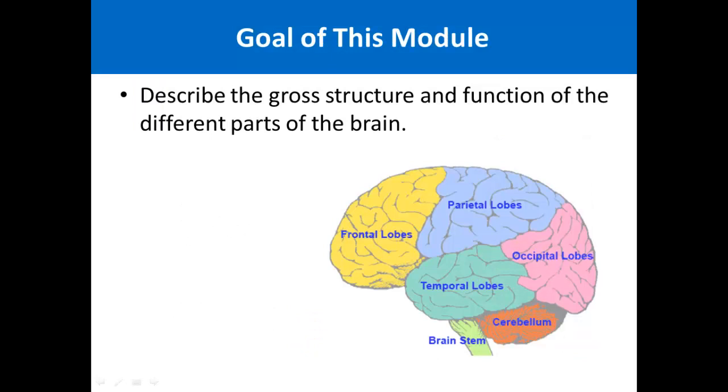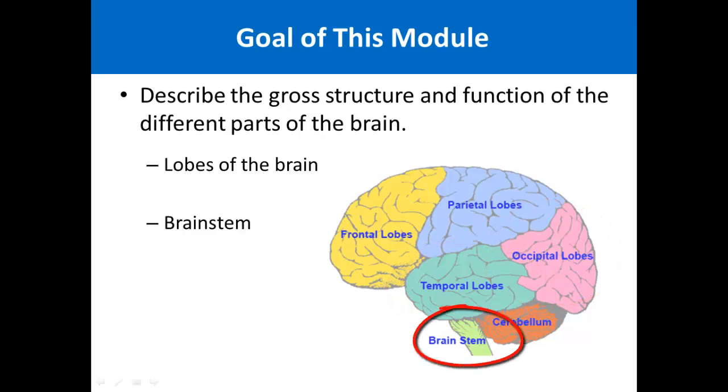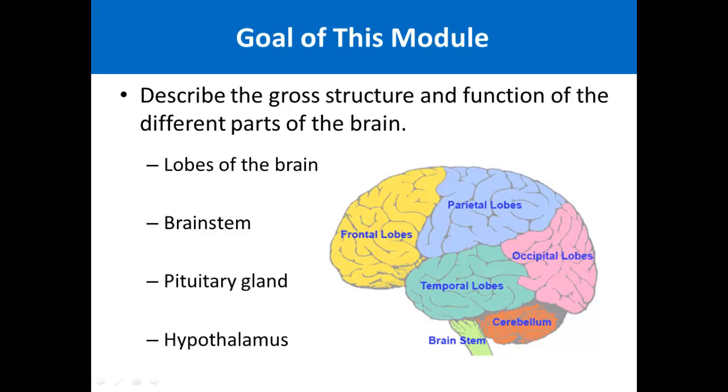the brain. We're going to be looking at the lobes of the brain, which are the frontal lobe, the parietal lobe, temporal lobe, occipital lobe. We'll look at the brainstem. We're going to be looking at structures that are inside of the brain, deep in the brain, such as the pituitary gland, as well as the hypothalamus.